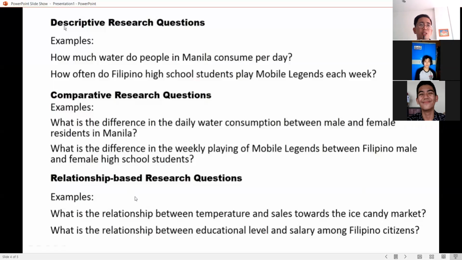Next, relationship-based research questions. For example, what is the relationship between temperature and sales towards the ice candy market? Okay. What is the relationship between educational level and salary among Filipino citizens? So daw medyo maute na siya on this part because you're trying to get na the relationship. So hibaloon mo na ang temperature. For example, sa number 1, hibaloon mo na ang temperature gid. Okay? Kag ang sales, so different na siya nga pag-measure. Sa ice candy market, ang temperature kag ang sales. Okay?